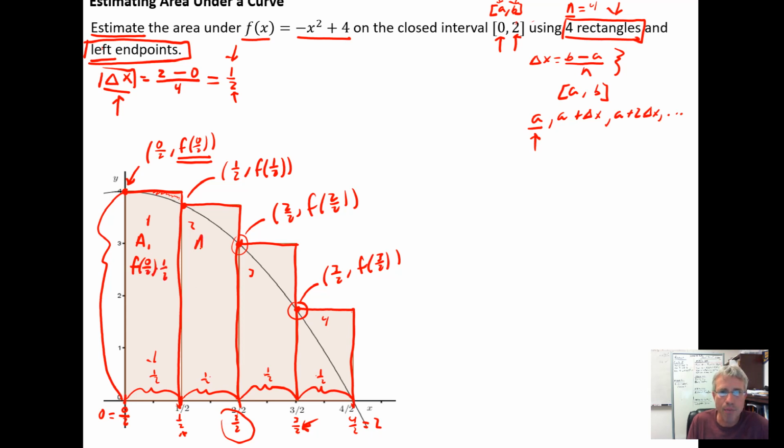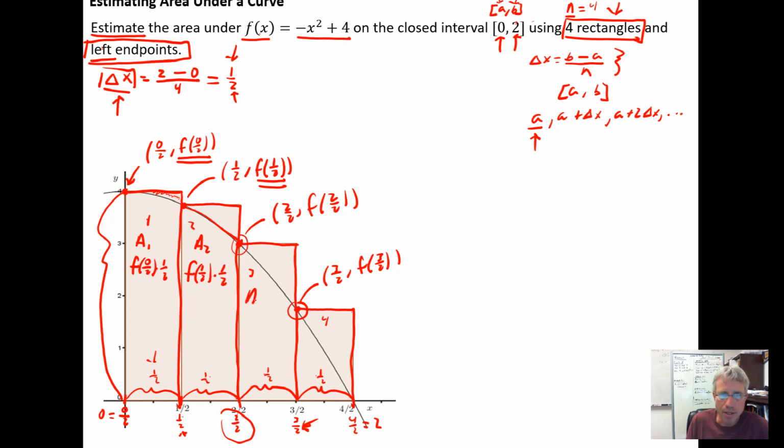And then you can say, I want to find the area of this rectangle. I'm going to use it to represent the area under the curve between 1/2 and 2/2. So what's the height of that rectangle? Well, the height is going to be the function evaluated at 1/2. So it's f of 1/2 times the base of the rectangle, or the width of the rectangle, which is 1/2.